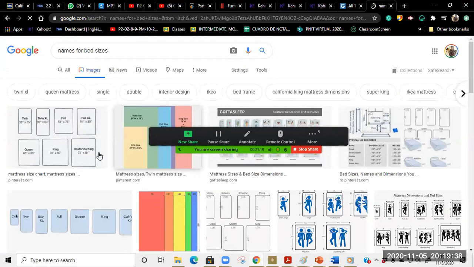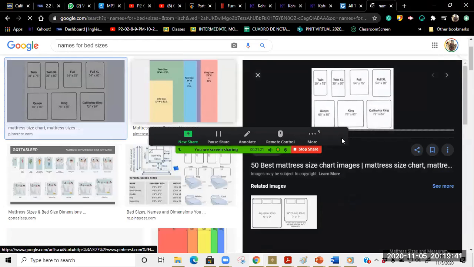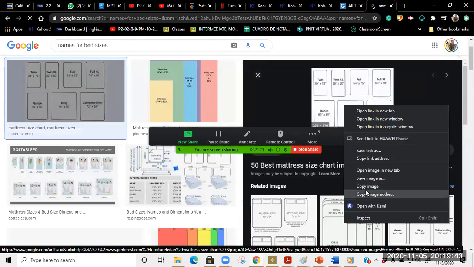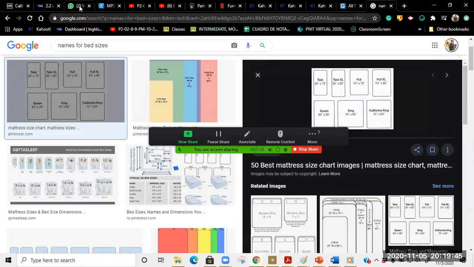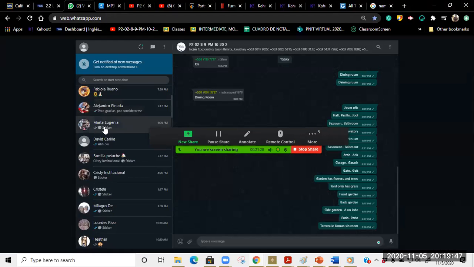Okay, names for the bed sizes. Here we have an example. Oh, super good example. I'm going to send it to you. Igual que en español, así como cuando la compramos, va a ser en inglés.